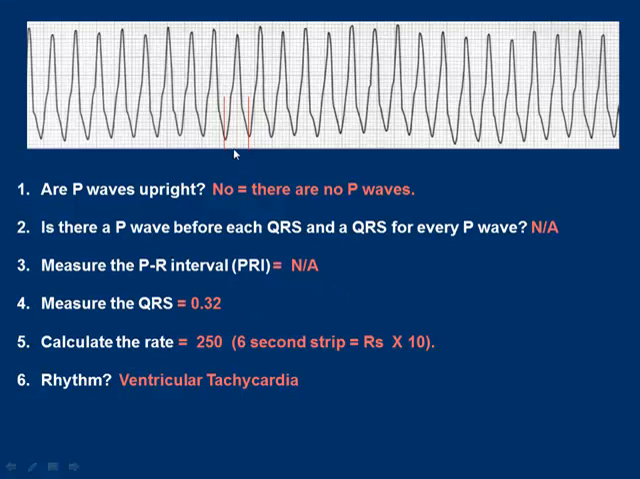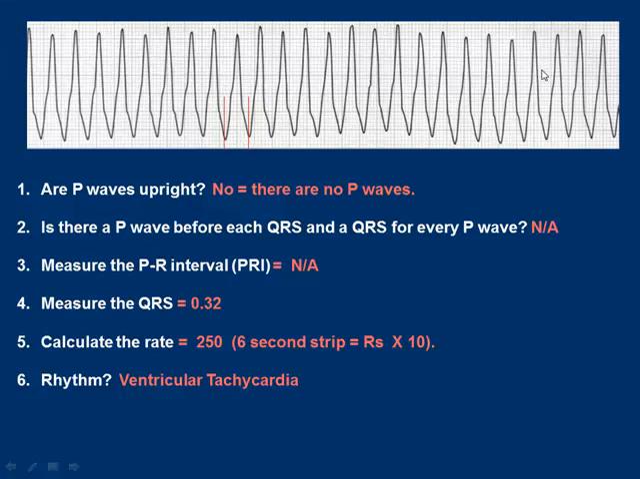When I measure the QRS, you can see where I made my line. The QRS complex begins here, the QRS ends here, and when you measure that, it measures 0.32. This is a wide complex. It is greater than 0.12. Therefore, by the Hughes-Kloof method, if you have a wide QRS complex, then the first name of my rhythm is ventricular.